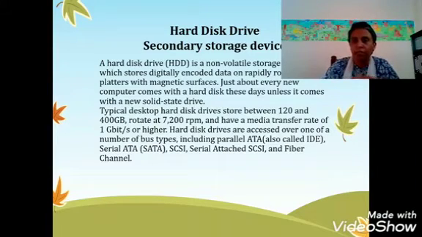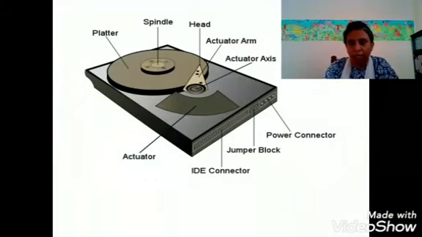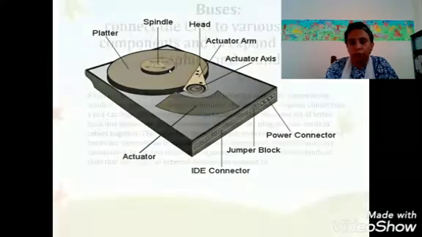So the head reads the content from the hard disk. That head is called the spindle. Hard disk drives are accessed over one of a number of bus types, including parallel ATA, serial ATA, and SCSI. These are the different types of hard disk. You already saw how the hard disk is. There is a spindle and a head to read the content, like this. So this is the platter where the data is stored.